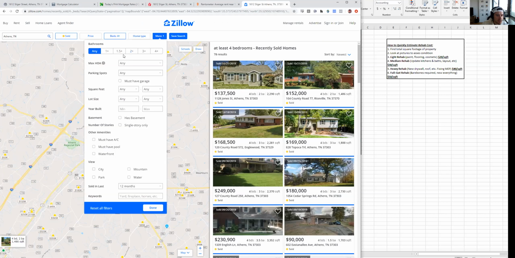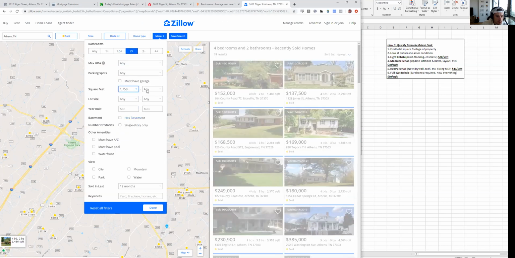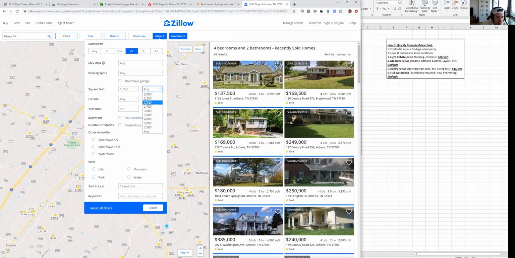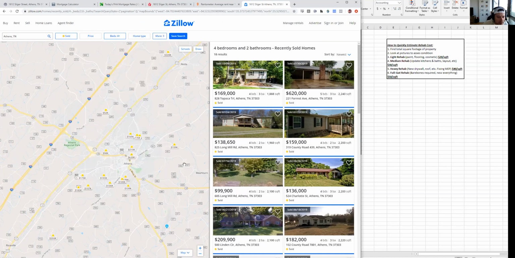Let's look for 2 baths. The square footage we know is somewhere around 2,000 square feet, so the best thing to do is open up the frame around it. You want to look for homes within 1,700 to 2,200 square feet. And then here, do sold in the last 6 to 12 months. Okay, after you do that, you hit done. This is going to show everything in this area that has been sold in the last 12 months or so.